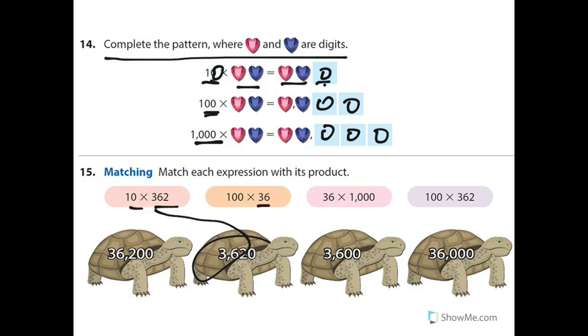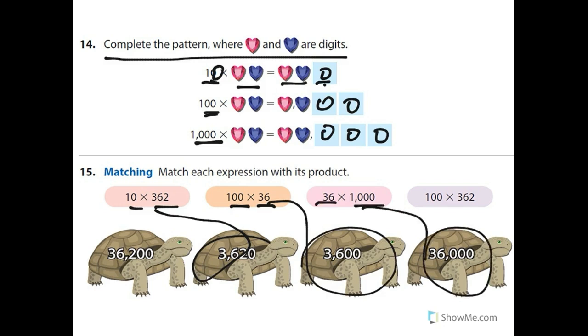Alright, this 36 will have 2 zeros added to the end. There we go. This 36 will have 3 zeros added to the end. Here we are. And this 362 will have 2 zeros added to the end. There we are.